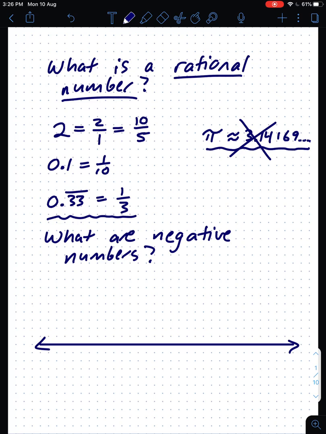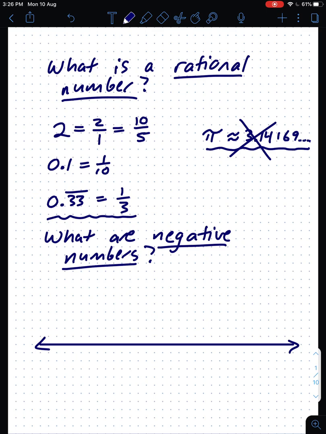Okay? Now, a specific kind of rational number that we're going to be focusing on is negative numbers. Negative numbers, up to this point, at least here at SAS, in grade 6, the focus is on rational numbers. And then in grade 7, we bring in negative numbers. So what is a negative number?